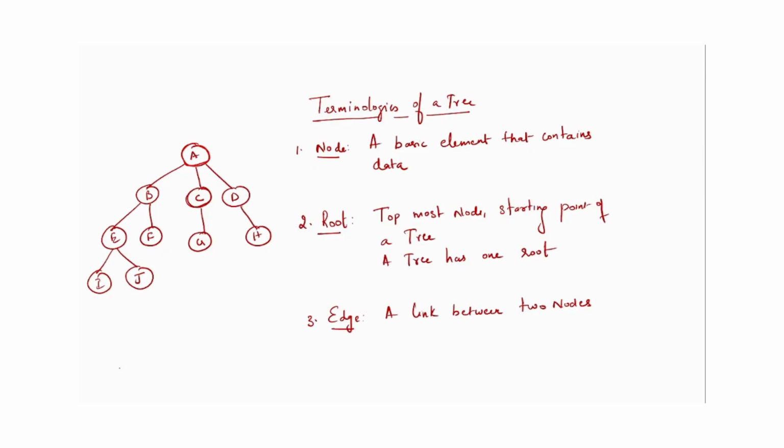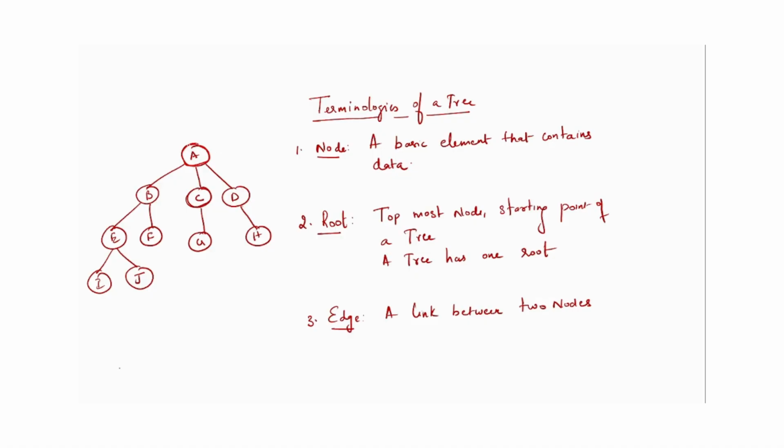Let us look at some important terminologies of a tree. Before going to the terminologies, I would like to say that they are very important for competitive examinations. Some simple questions might be asked based on these terminologies. The first terminology is a node. What is a node? A node is a basic element that contains data.